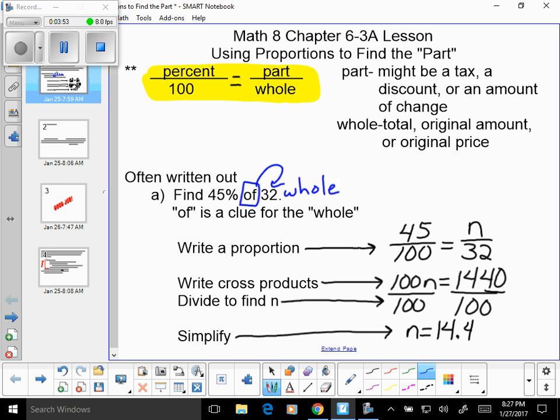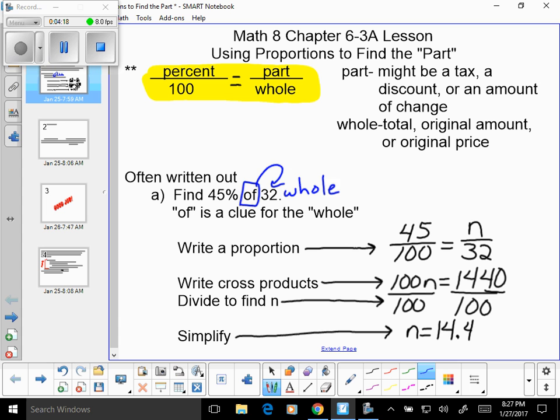And sometimes you might actually see it changed in other ways. But for now, we're just going to be finding what we call the part. So you're mostly going to see them as either find 45% of 32, or they're going to ask something about blank is 45% of 32.